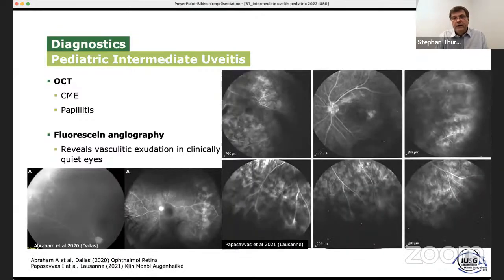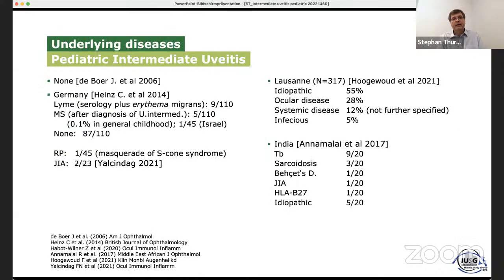Fluorescein angiography really is very helpful in looking at the activity of the retina, looking at papillitis, cystoid macular edema, and looking for leakage. But the question really is, and these are two publications, I'll come back to that a little later. The question really is, what type of consequences do we draw when we see these images? I'll come back to that a little later.